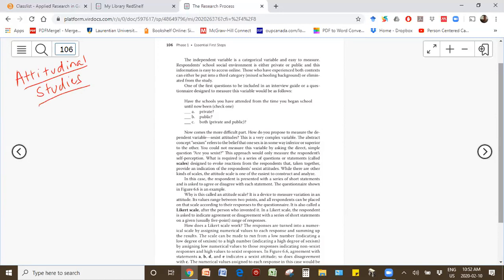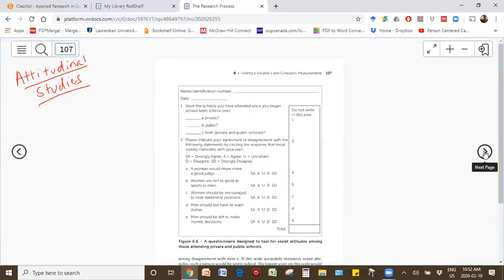So attitudinal studies or attitudinal surveys, they're surveys as well. And we'll just look at an attitudinal scale. I think this is about sexism. So this is an attitudinal scale in your textbook, okay? So the person receives a sheet, they put a date in, and they're looking at sexism in this case, and they're basically attempting to identify whether people attending private or public schools are more sexist, okay?